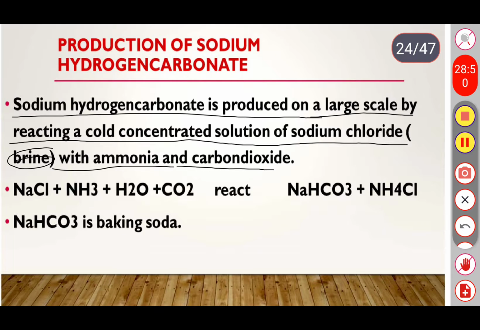With the help of sodium chloride, we can easily obtain sodium bicarbonate with ammonia and carbon dioxide. See here, the reaction is given. The first compound is sodium chloride. When it is combined with ammonia along with water and carbon dioxide, it forms sodium hydrogen carbonate or sodium bicarbonate along with ammonium chloride.